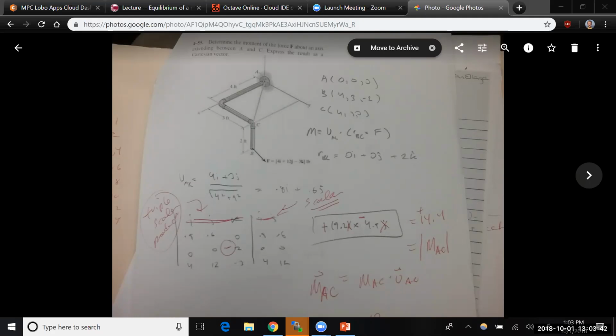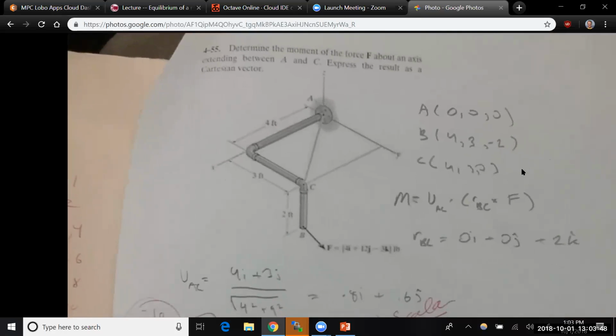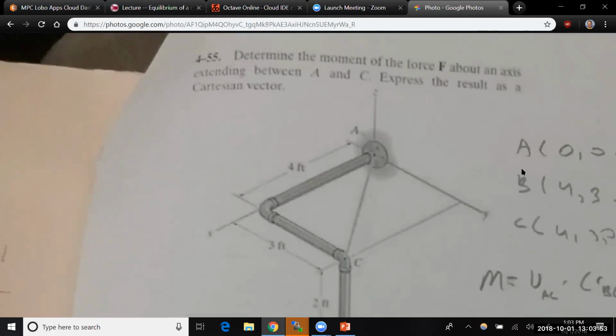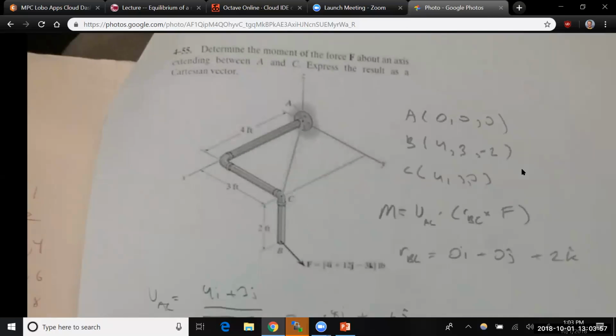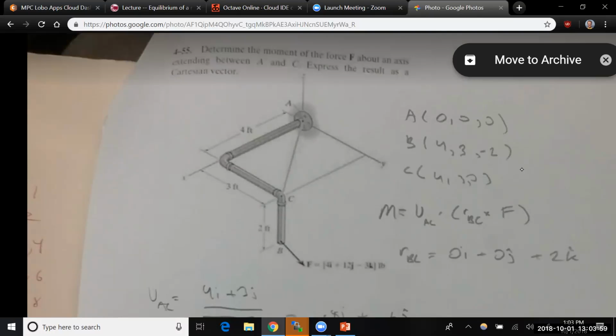to start with, I just handed back assignment 5, and there was one problem that a lot of people kind of messed up on, which was number 55. There's a common confusion when you're doing these things. These are the ones where you have to find the moment of a force about an axis. So you have to find the moment of F, which is this force, about the AC axis there.